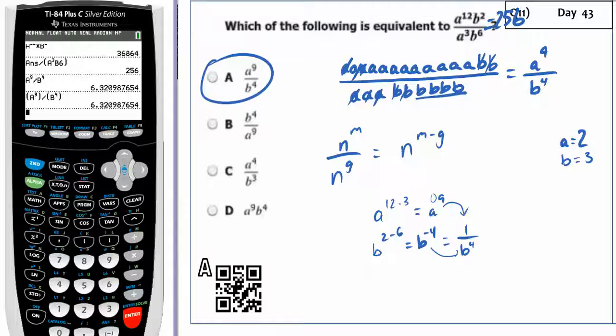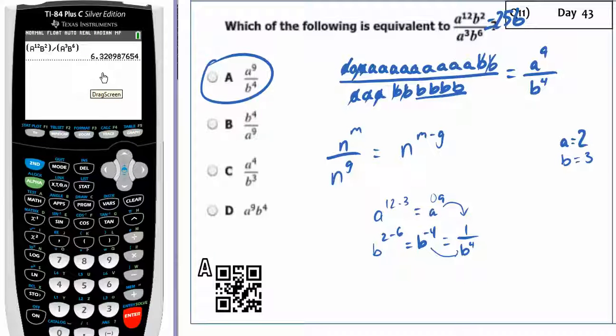I bet I did the numerator wrong. Okay, let me try the numerator with parentheses around everything. So parentheses alpha a to the 12th, b to the 2nd, close my parentheses, divided by, and then I'm going to open parentheses again, a to the 3rd, b to the 6th, close parentheses, and oh, there we go. Okay, so I get 6.32, which is the same thing as when I entered a to the 9th over b to the 4th. So it's definitely my fault there in the original.